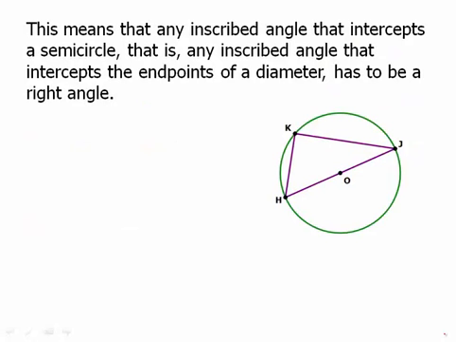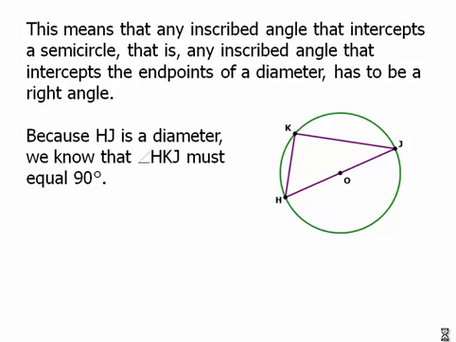This means that any inscribed angle that intersects a semicircle, that is, any inscribed angle that intersects the endpoints of a diameter, has to be a right angle. Because HG is a diameter, this arc here is a semicircle, a 180-degree arc. Well, the angle HKJ intersects that arc, so it has to be half the measure of that arc. Half of 180 degrees is 90 degrees. And so that must mean that at K, we have a 90-degree angle.